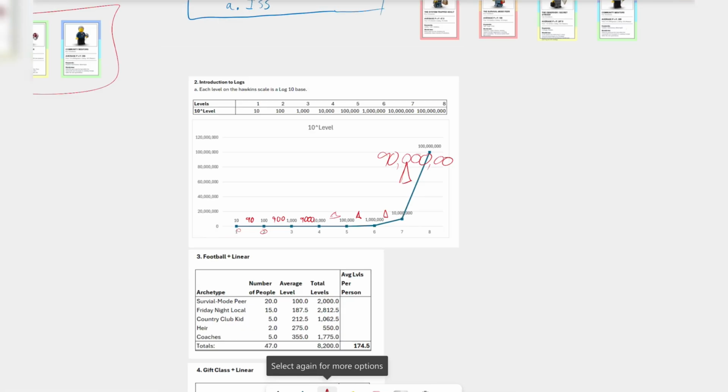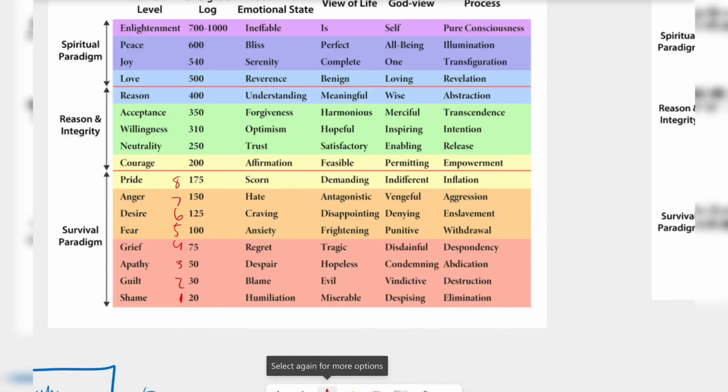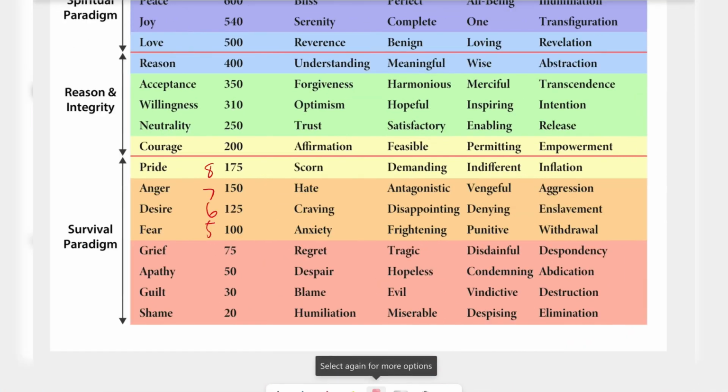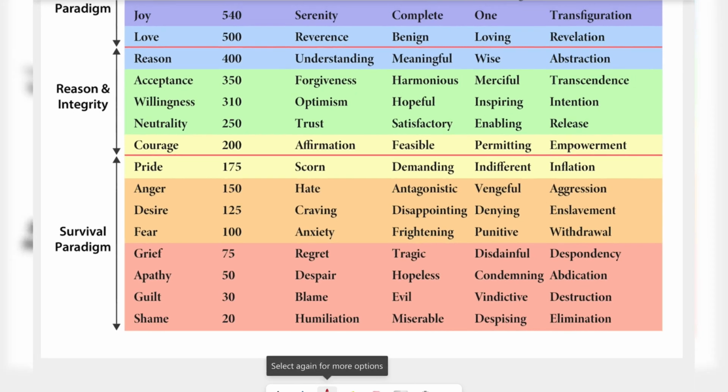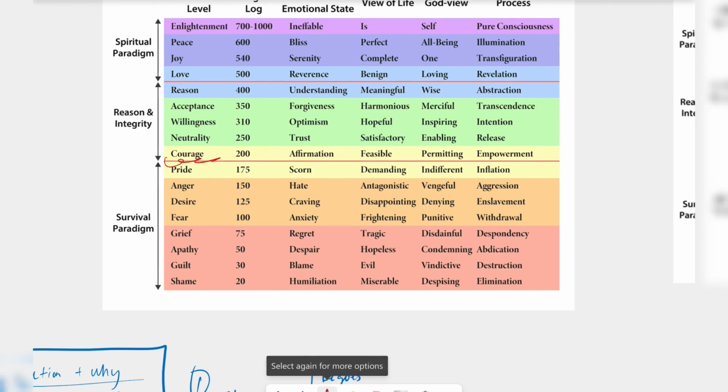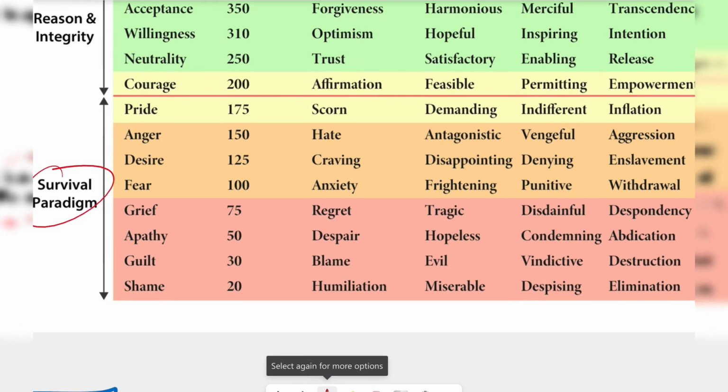So let's go back to our real levels example here and demonstrate why it is so hard to get past this level and out of the survival paradigm. If you are an individual stuck down here, you have to add so much. You have to do so much work to get to level 21. And then you have to add another 0 to get to level 22, and another 0 to get to level 23, and so on and so on.